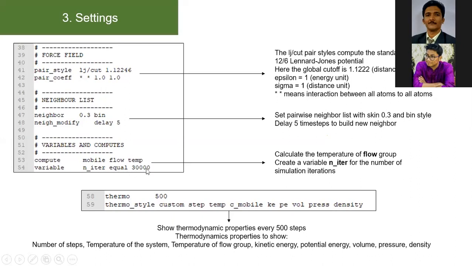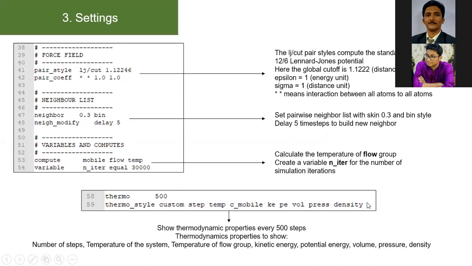So that I can say how much iteration the system should work on. Okay. Then comes the thermodynamic properties. So these are the thermodynamic properties I want to see as an output. So thermo 500 means the output will be shown every 500 steps, and the values are custom values.